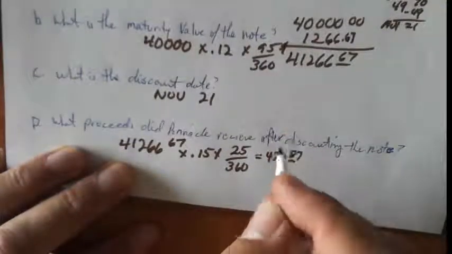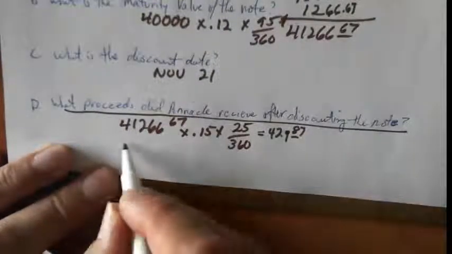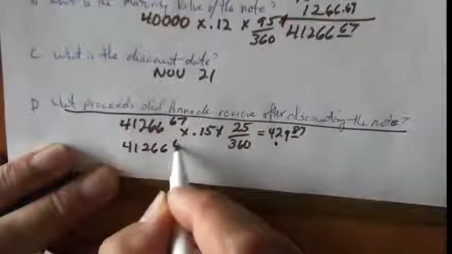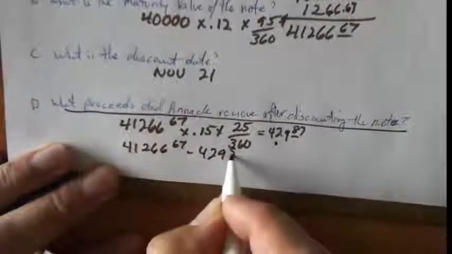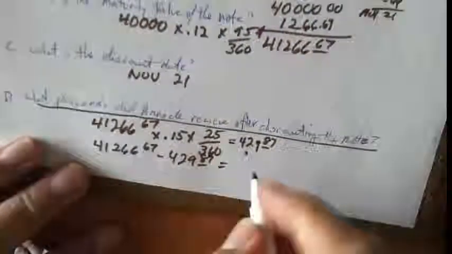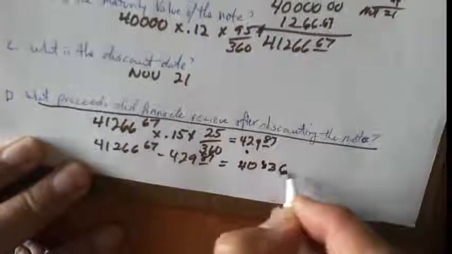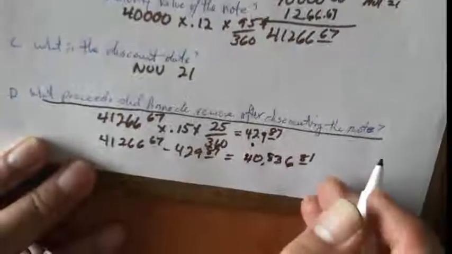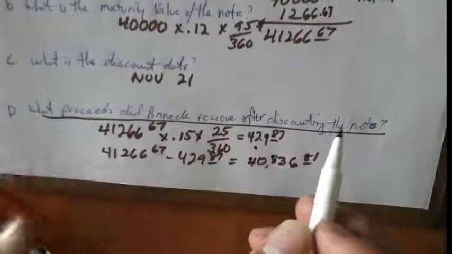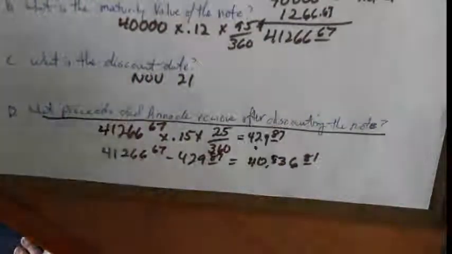Now, then we would take this, to finish that off, what proceeds did they receive? So that was the value of the note. They're going to discount it by this amount, so we would just subtract that. And then we would just do the calculator off here in the corner. 40,836.81. Okay. So again, it's just going slow and easy, taking each step, verifying you've got the right formula, plugging it in, and good luck with the story problems.